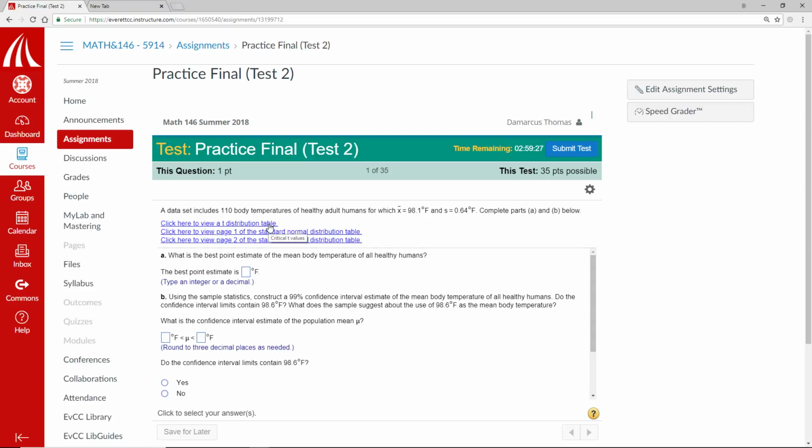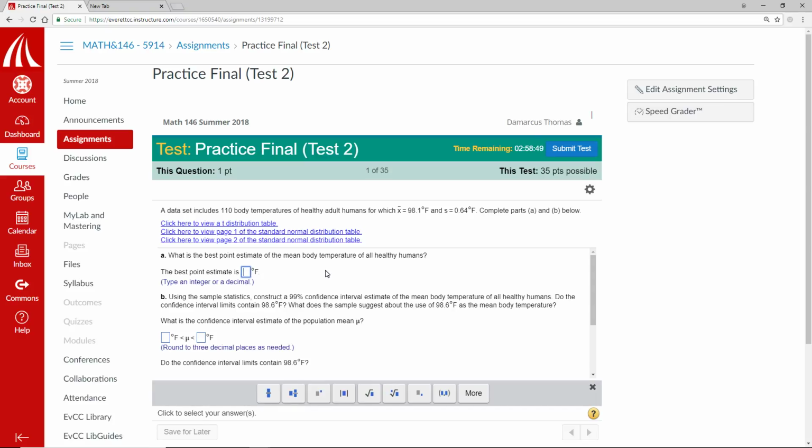They've given us a t-distribution. Maybe that's a hint telling us that we need to do the t-distribution. Well, the truth is we would have to do the t-distribution if we're not given the population deviation. The first thing it says is, what is the best point estimate of the mean body temperature of all healthy adults? When they say all, they're talking about the entire population. Based on our sample of 110, what would be our best point estimate for every healthy human being? That is the mean of our sample. So I'm just going to put in the mean of the sample in there, and now I'm going to move on to the next part.